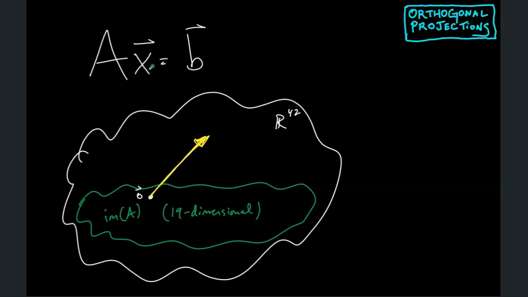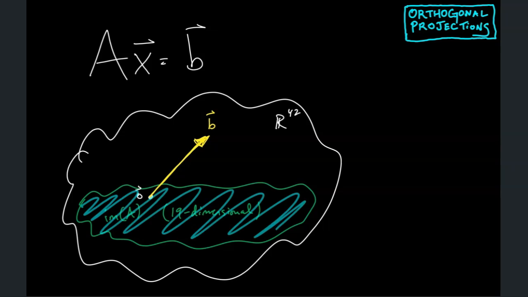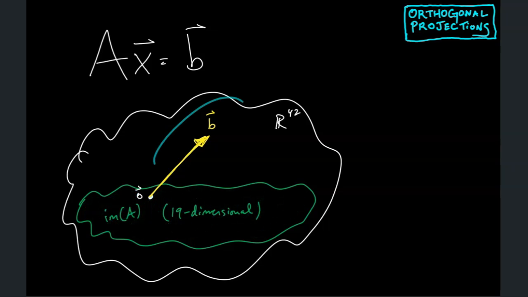Now, we're looking for some vector x in R^42 that gets transformed to our vector b. But there isn't one, because every vector in R^42 gets mapped by A somewhere in A's image, which is only this 19-dimensional subspace, which doesn't contain vector b. Oh, too bad, there's no solution to this thing. We have to go home.